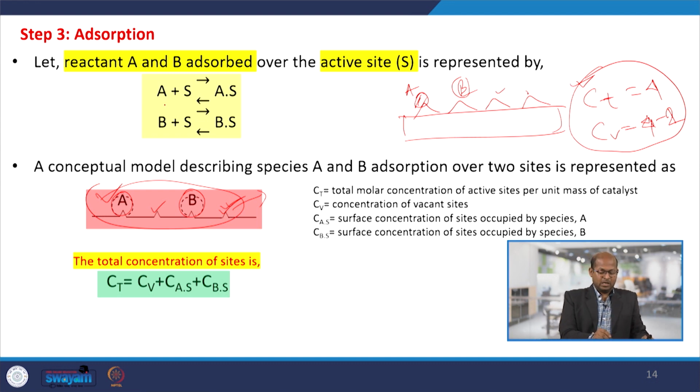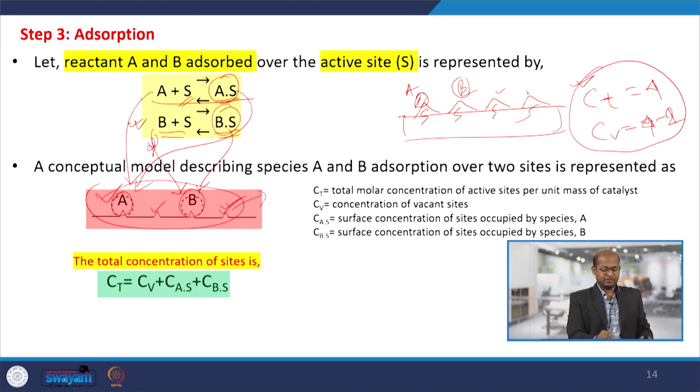So, here let us say A molecules get adsorbed at site 1, and it forms AS. Similarly, at another available site, component B gets adsorbed, and it forms adsorbed BS. So, A gets adsorbed, B gets adsorbed. This is in the gas phase, and these reactions actually indicate that. So, this is the final.